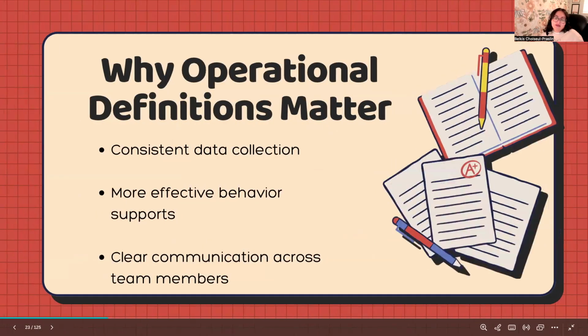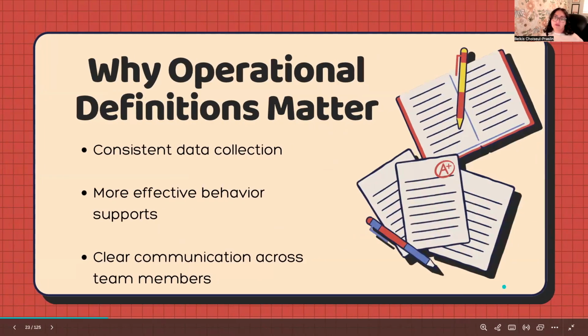Why would we need to write or use operational definitions in the first place? Well, usually because a behavior is happening often enough, intensely enough, or disruptively enough that it's getting in the way of learning. And maybe it's impacting that one student or other students, or it's not improving within your typical classroom strategies. Everything you're trying to do that has worked for so many other students, or you think could work, is not actually being effective. And when that happens, we need more than just a gut feeling or that vague sense that something's off. We need to collect data so that we can understand the behavior and figure out how to support it.